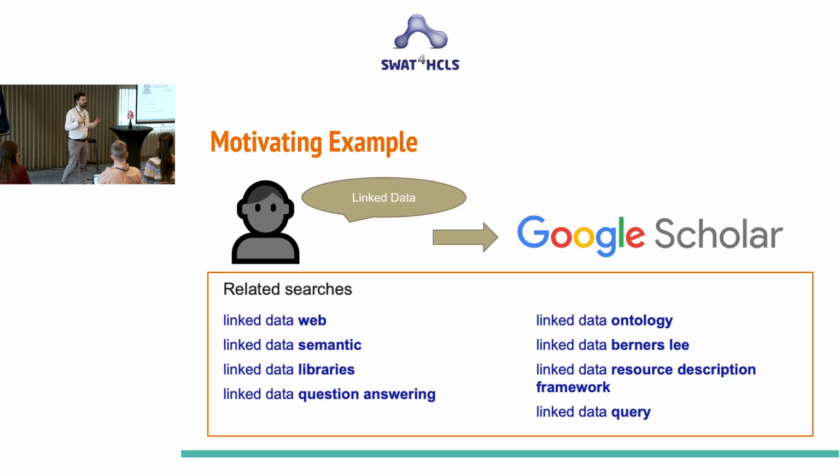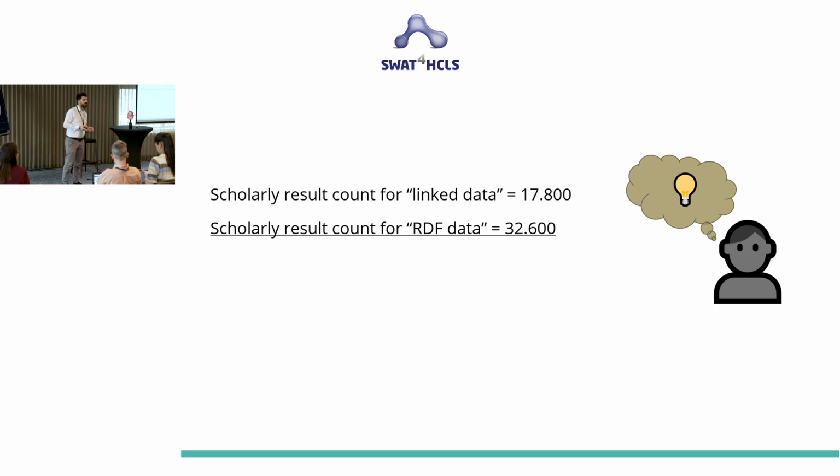Okay, so let me start with a motivating example. Most of us try to search on Google Scholar for some papers, doing some literature search. If you have some keywords, that's nice, like linked data, and then you will see some other relevant searches. But if you forget the other keywords, for example, if you just search with linked data, probably you will have fewer results. But if you search with RDF data, you have a better result.